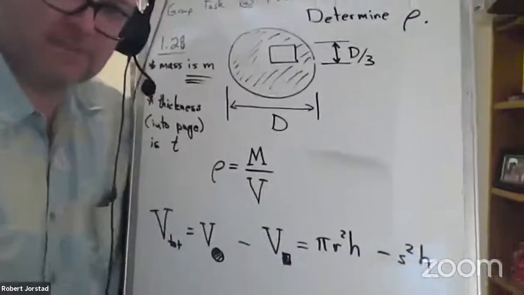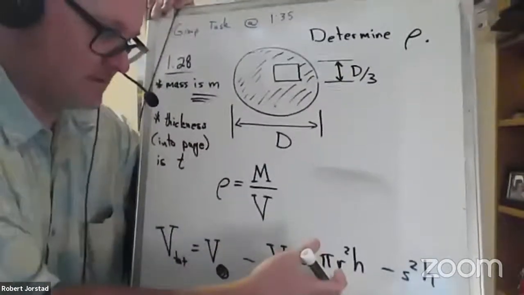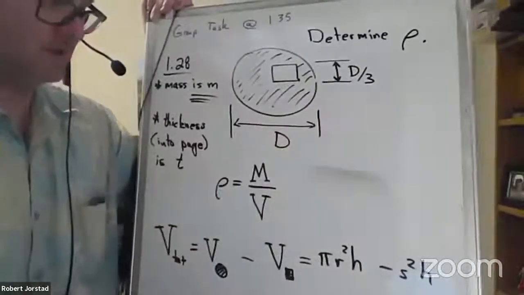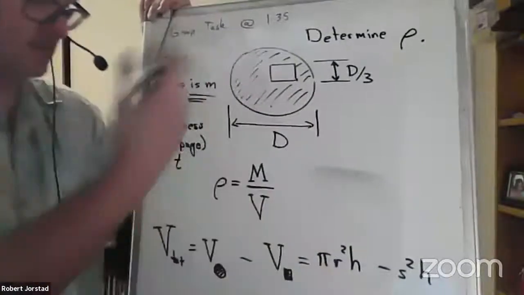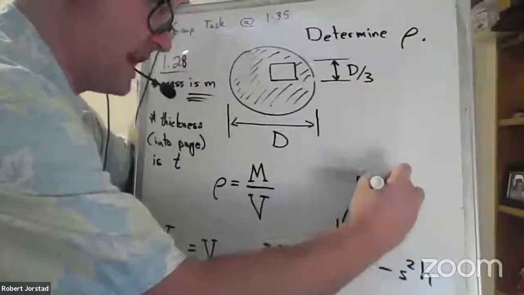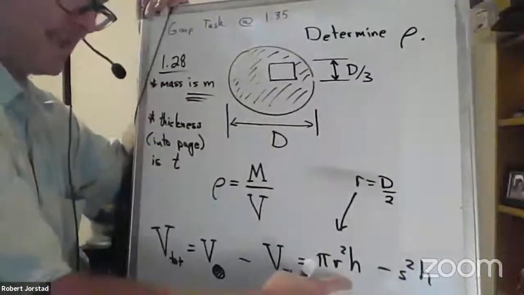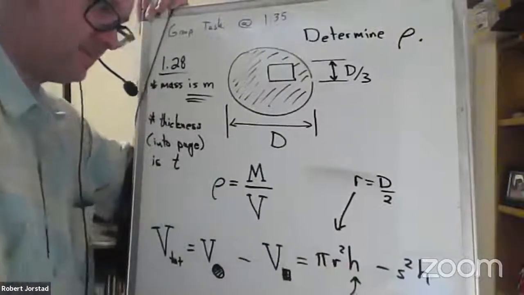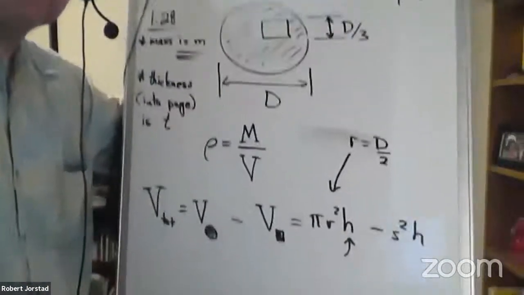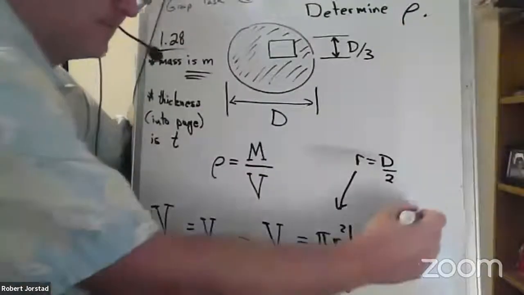But now what we have to do is get these equations in terms of those variables. So how do you get the radius in terms of these? Diameter divided by 2. So we know that r is equal to diameter over 2. What's the height in this case? T. T, that's the thickness. What's the side?